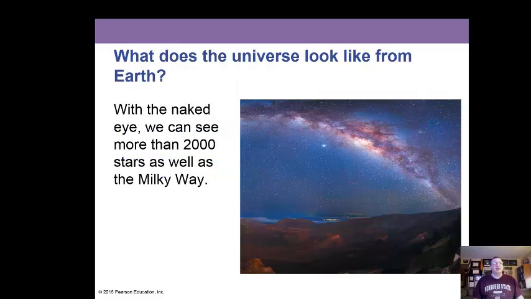So with the naked eye, we can see more than about 2,000 stars, as well as the Milky Way. And then that dark stuff within the Milky Way is gas and dust. That's really it.